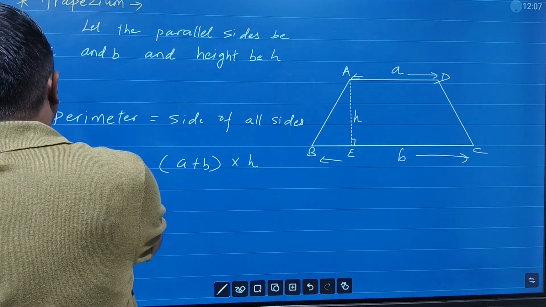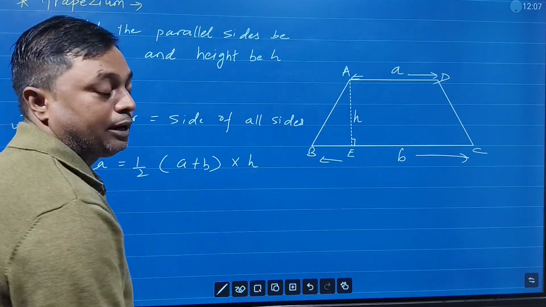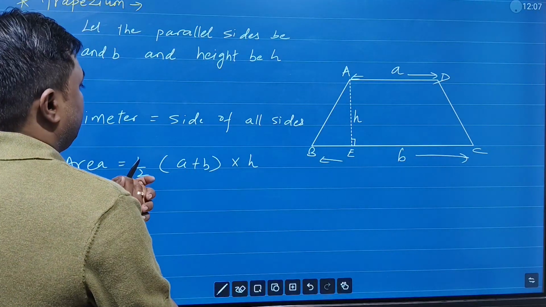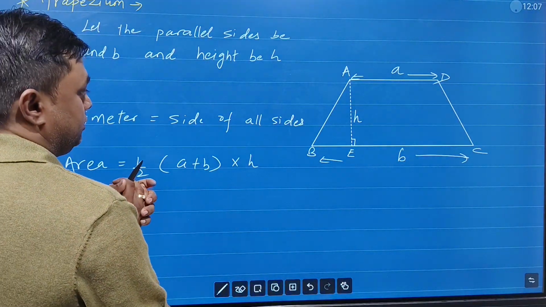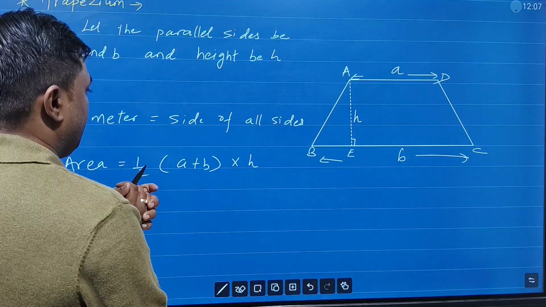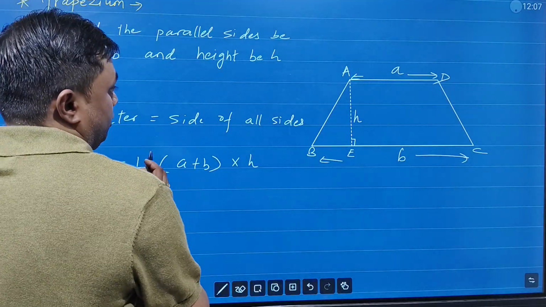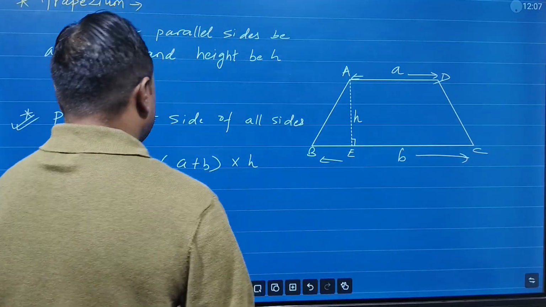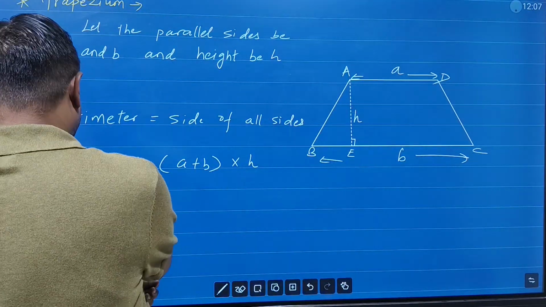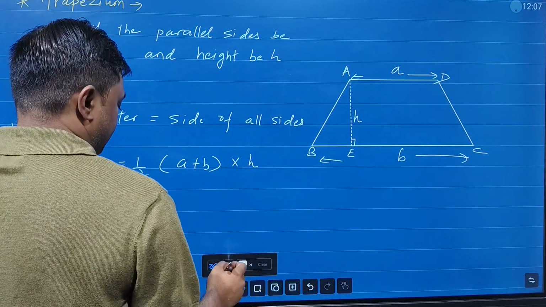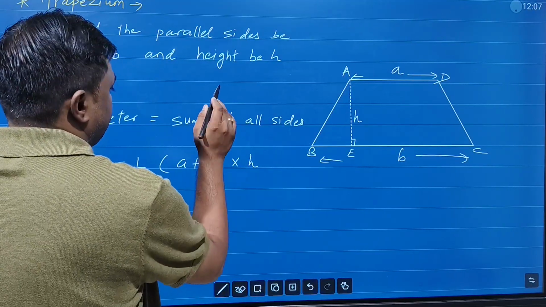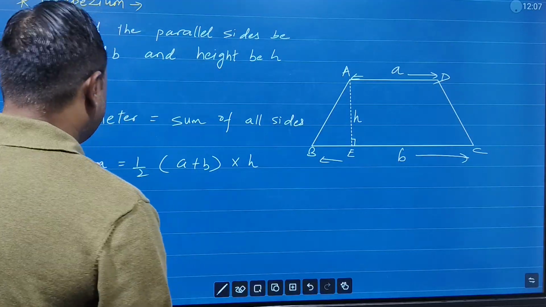So how do you find the perimeter? Perimeter of a trapezium is the sum of all sides. You have to add this plus this plus this plus this. You have to do the sum. This sum of all sides is the perimeter.